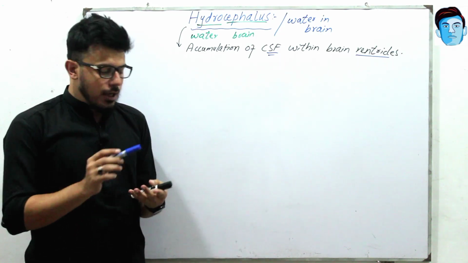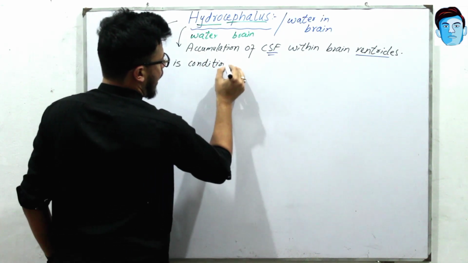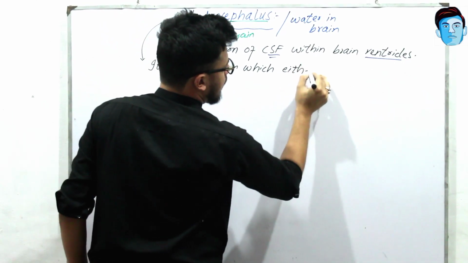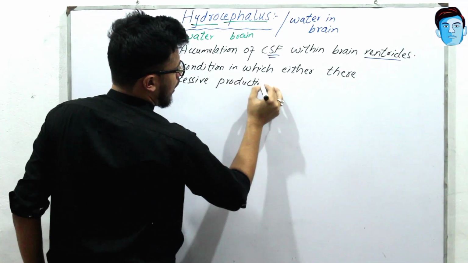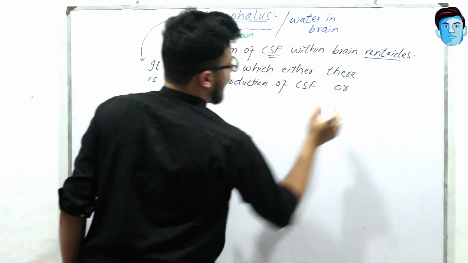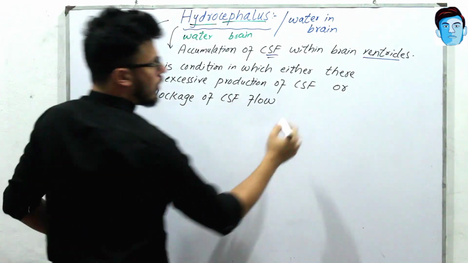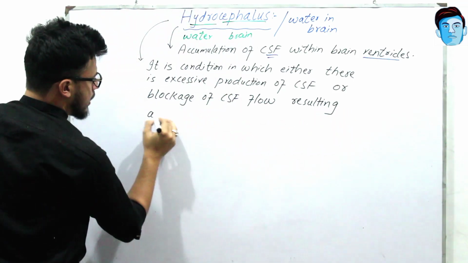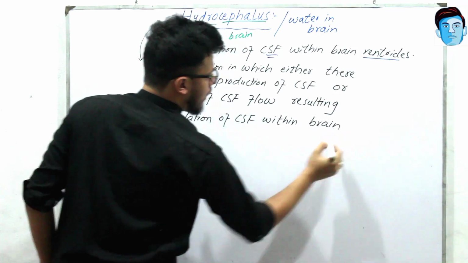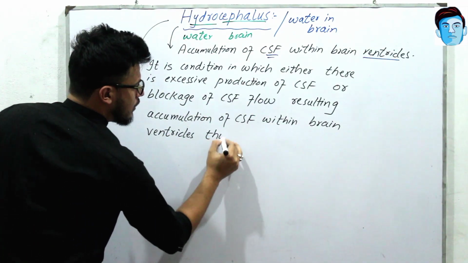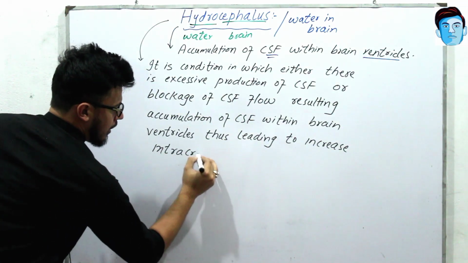But how will you properly define hydrocephalus? Now let me write the proper definition. It is a condition in which either there is excessive production of CSF or there is blockage of CSF flow, resulting in accumulation of CSF within the brain ventricles, thus leading to increased intracranial pressure.